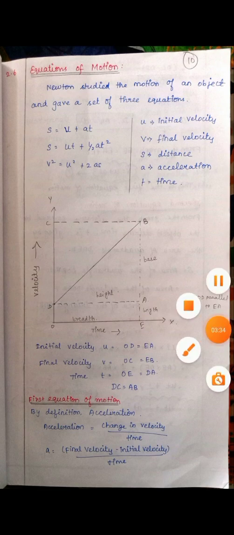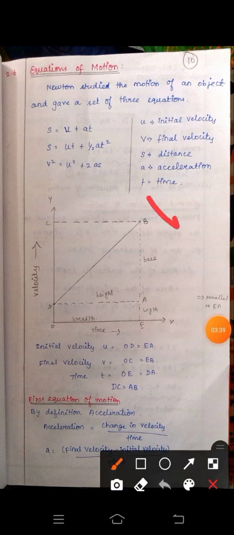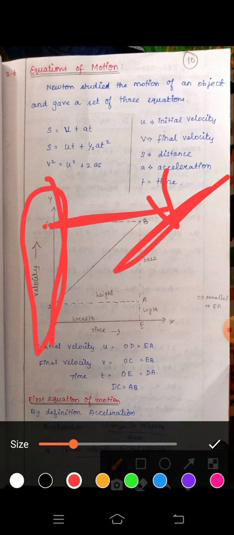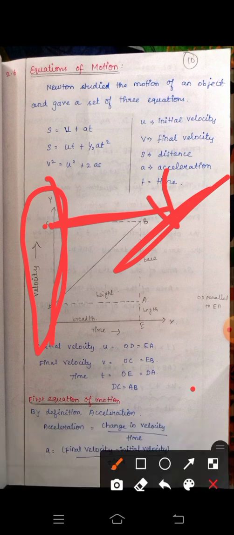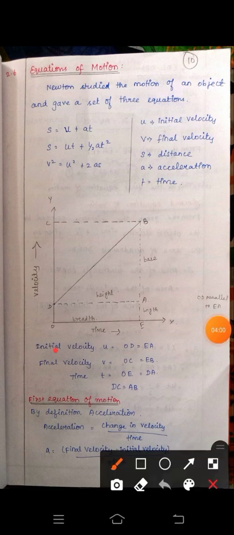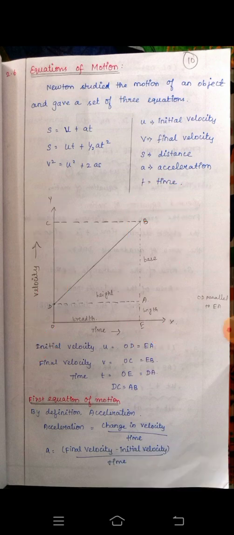Next is the final velocity. v is the final velocity. B is the reaching point, so the final velocity is OC. We are taking the final velocity as OC. It is parallel to EB. OC is parallel to EB.